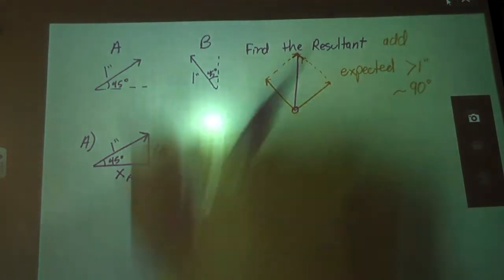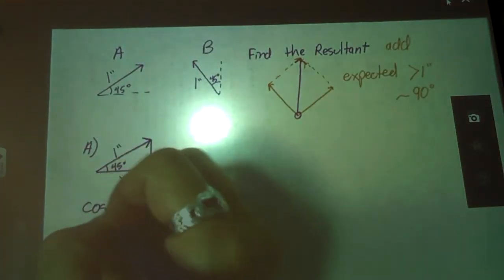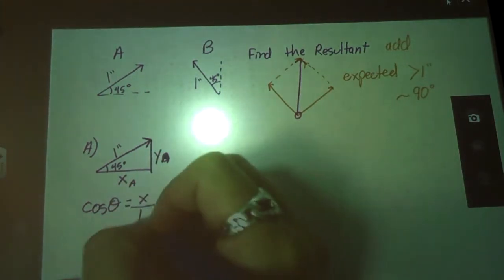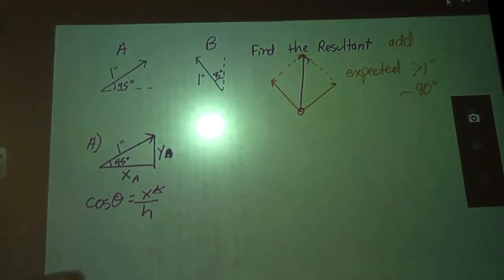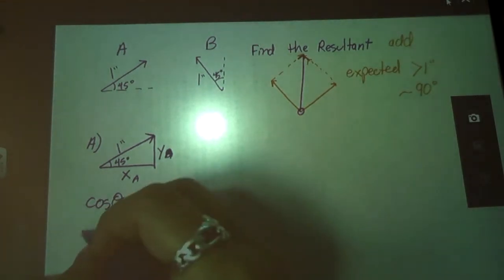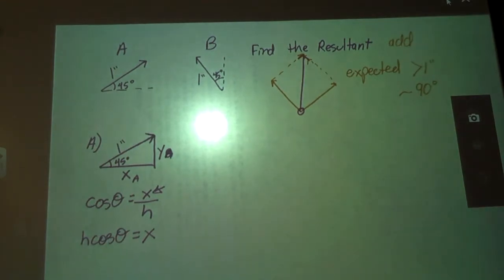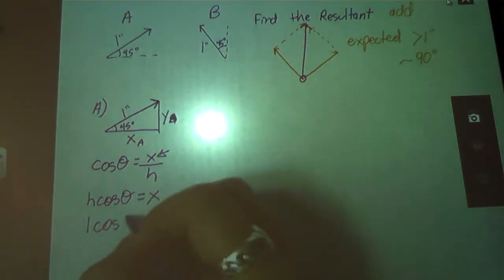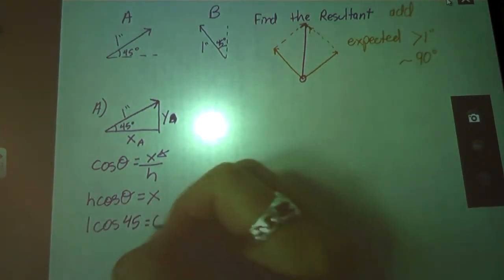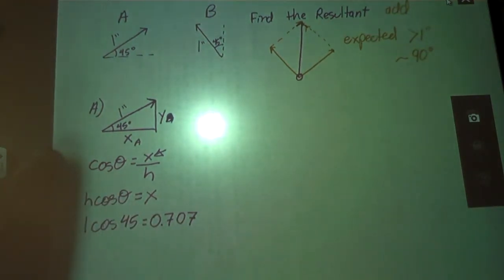So to find my x side, I can use what my knee-jerk reaction is. I can use cosine to find my x side. I'm going to go ahead and rearrange this. I know I'm looking for x, so I'm going to go ahead and get x by itself. To do that, I need to multiply both sides by h. So now my equation looks like that. And let's plug in what we got. Our hypotenuse was 1. Our theta was 45. So my x value is 0.707.